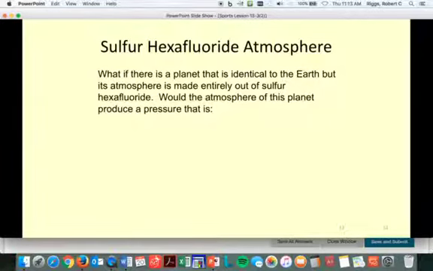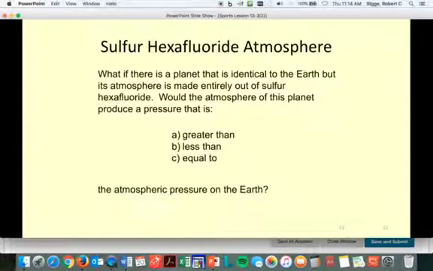What if the planet? Now, this is one of your questions on your little homework. What if there's a planet that is identical to Earth, but its atmosphere is made entirely out of sulfur hexafluoride? Would the pressure be greater than, less than, or equal to Earth's? Okay.